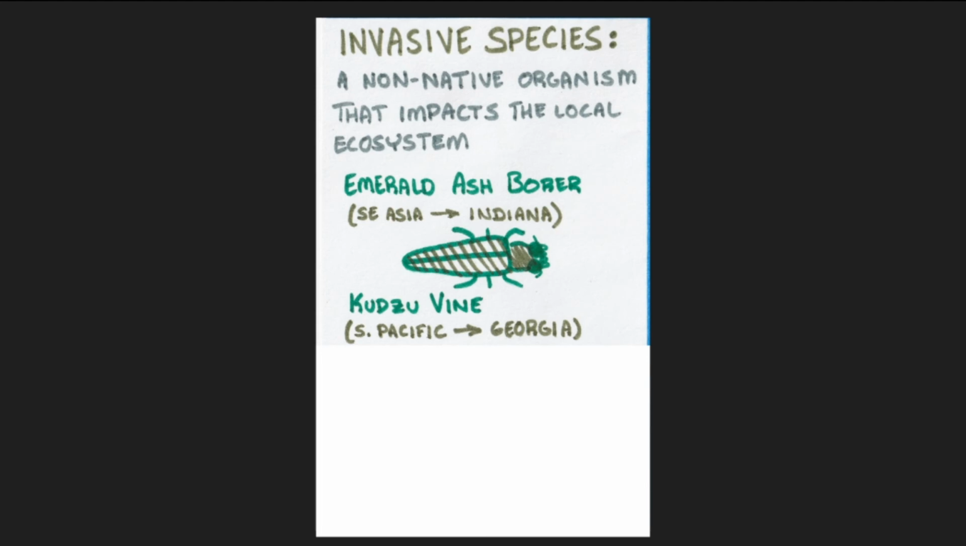Well, there was a problem. Georgia just happened to be the perfect place for the vine to grow. And much like the emerald ash borer, nothing in the area ate it. There are very few birds, if any, in Indiana that will eat the emerald ash borer. They're disgusting. And there were very few birds or mammals or reptiles or amphibians or bacteria or anything on God's green earth around Georgia that would eat the kudzu vine.